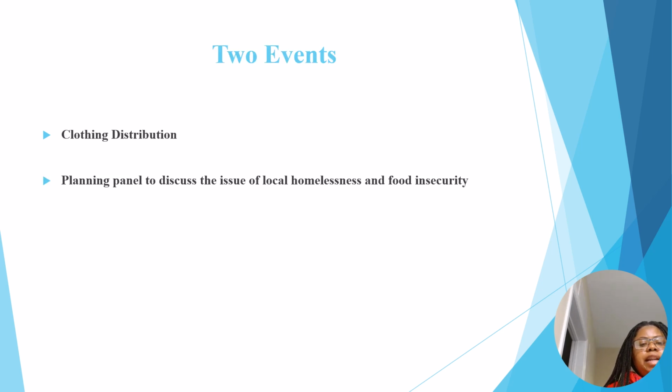The two events that I attended to research this further for the Cultural Immersion project was the clothing distribution. In that event, I was a personal shopper at a clothing distribution for people who were housing unstable, they needed housing, and some of the individuals were homeless. It was such a joy and a ministry to assist these people with clothing themselves in dignity and righteousness.